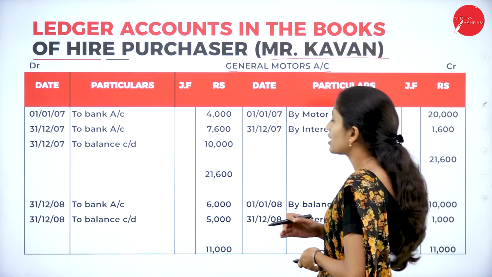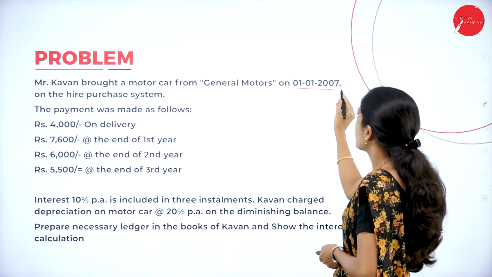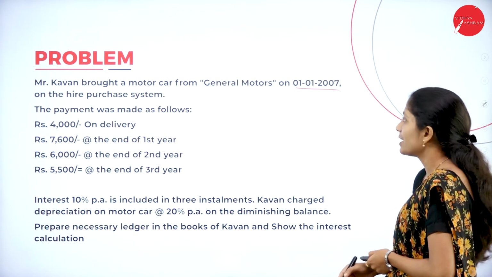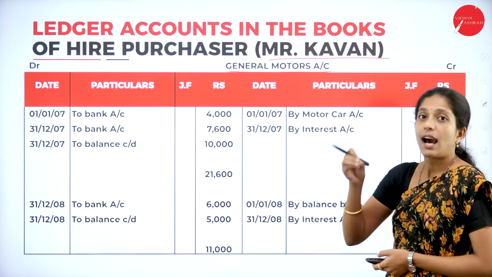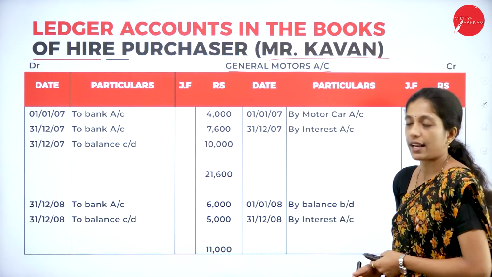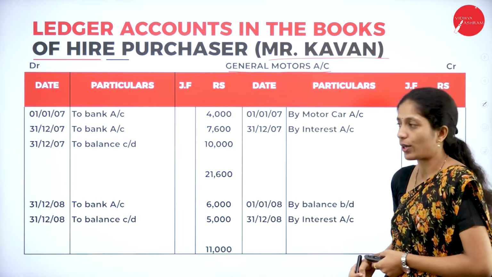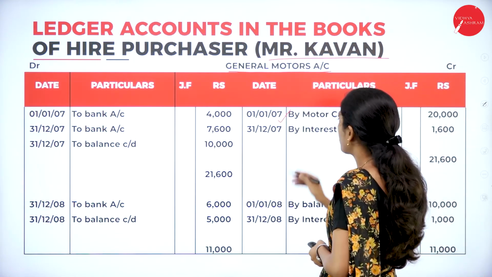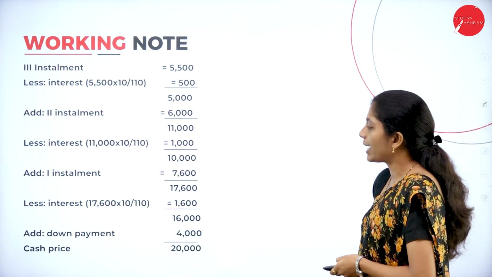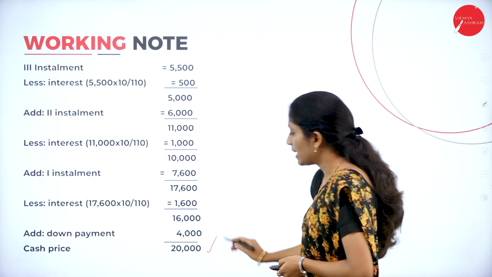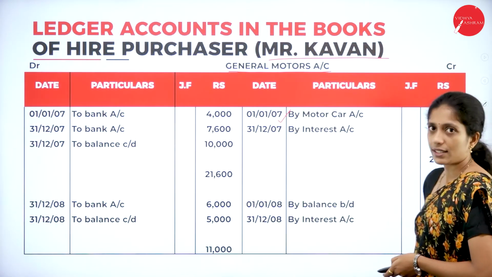So, what is the entry? When did we purchase the asset? The asset was purchased on 1/1/2007. So, what is the entry for purchasing the asset? Asset account debit to hire seller account. Here the asset is motor car and the hire seller is General Motors. So, 1/1/2007 by motor car account. Now, what is the cash price of motor car? We have already calculated it, that is 20,000. So, write this amount 20,000.